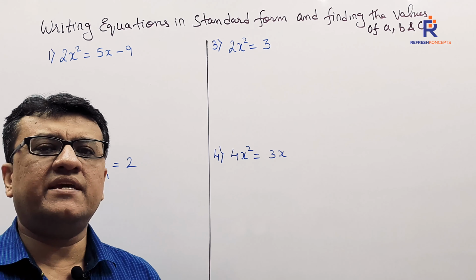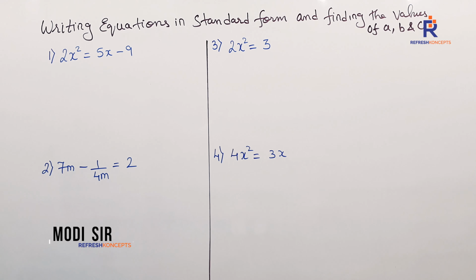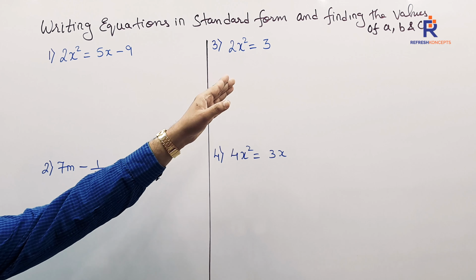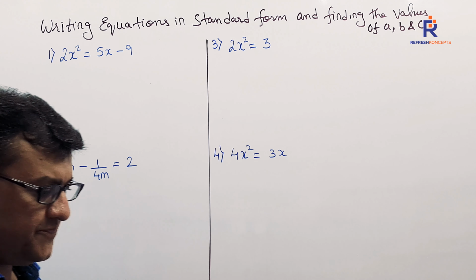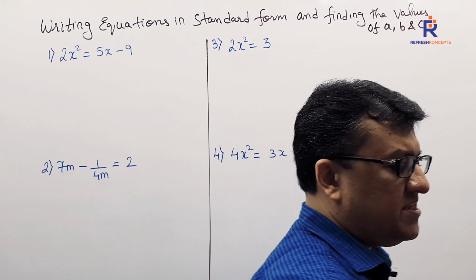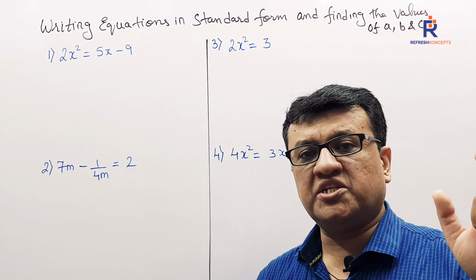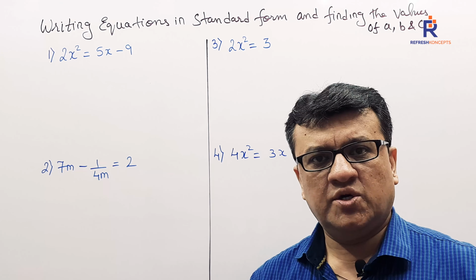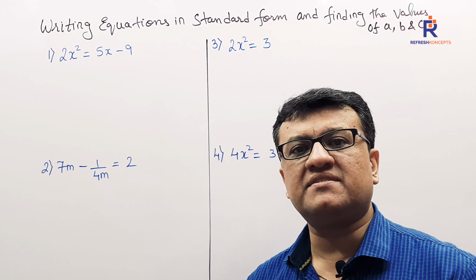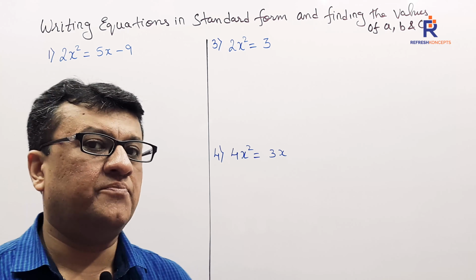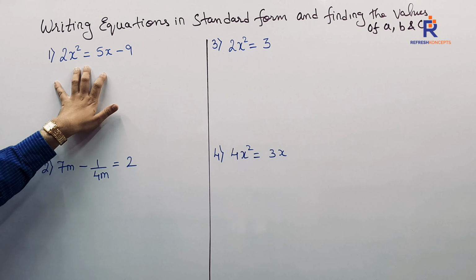Children, the next thing in quadratic equation what we need to learn is writing equations in standard form and finding the values of a, b and c. Now you are very much versed with the definition of a quadratic equation and its general form. The general form is the standard form, which is ax square plus bx plus c equals to 0. So we just need to write down the standard form.